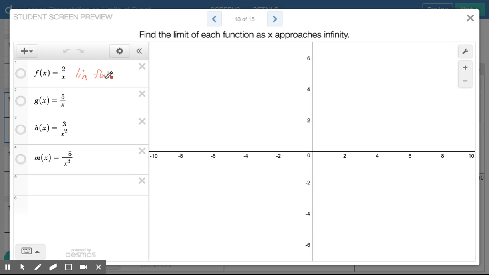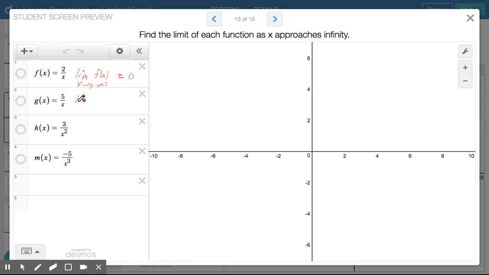of f of x as x approaches infinity is almost equal to zero. Or that's the limit. The limit is equal to zero. It does not mean that f of x is equal to zero. It just means that f of x is getting closer and closer to zero.